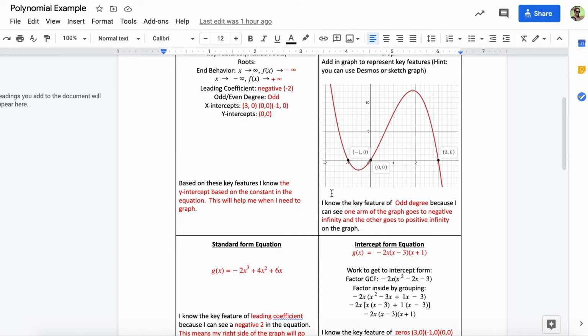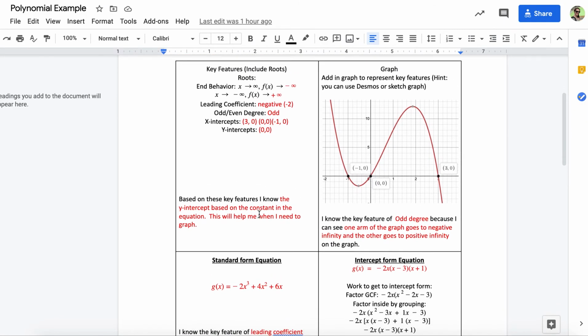The last thing that I did was go into my key features. A lot of the key features I was able to already find from standard form and intercept form, but I was also able to confirm them with the graph. For instance, on the end behavior, as x went to infinity, f of x went to -infinity, so the right side of the graph went down. As x went to -infinity, f of x went to +infinity, so the left side of the graph went up.